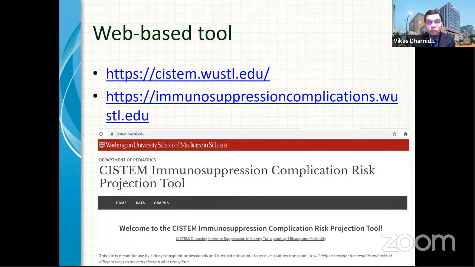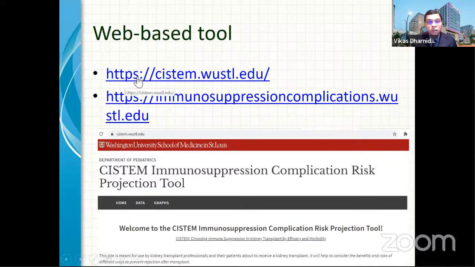We had to create a new set of JavaScript language based on the data we had available at the time of transplant, eliminating everything else. And these are the 2 URLs you can see for it. Because our study was named System, one URL says CISTM, but another one, immunosuppressioncomplications.woostel.edu, might be easier to remember. Woostel stands for my university, Washington University in St. Louis. And so that is the web host for these programs.